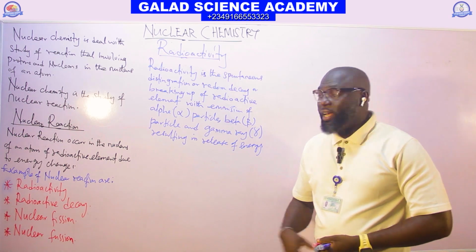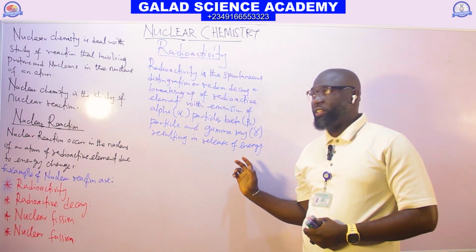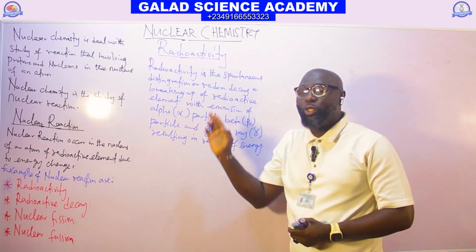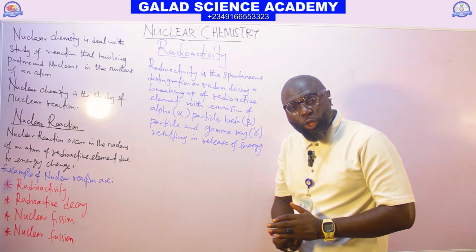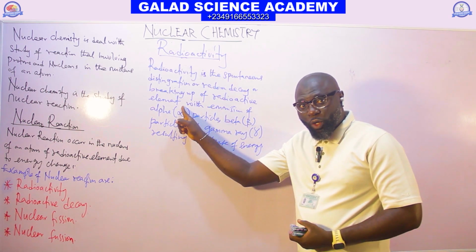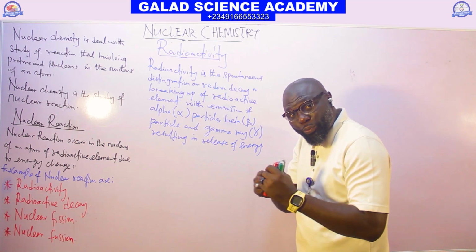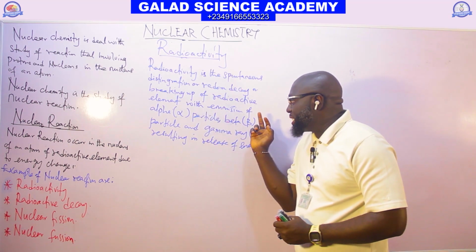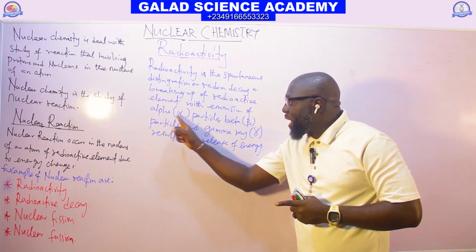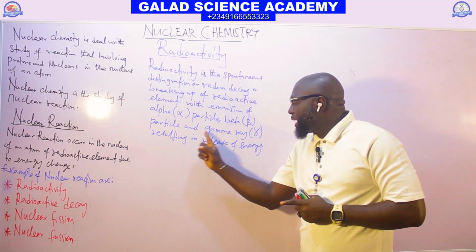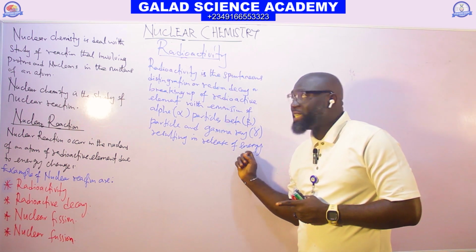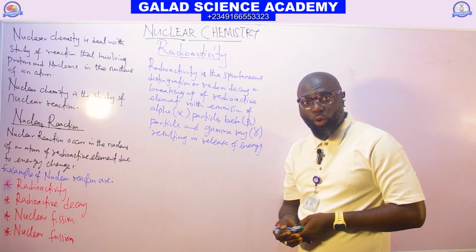This is the definition of radioactivity: the spontaneous disintegration. Spontaneous disintegration means random decay, which means splitting up the radioactive elements. When the nucleus breaks, it will emit radiation, which is alpha particle, beta particle, and gamma ray, resulting in the release of energy. That is radioactivity.